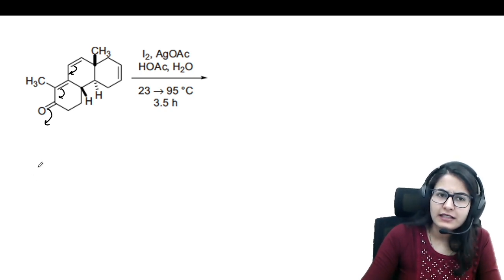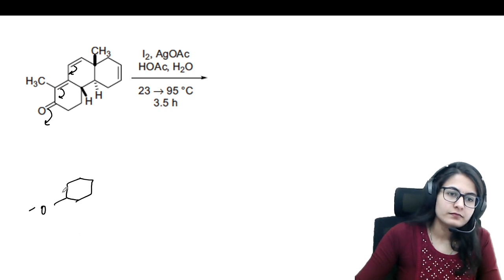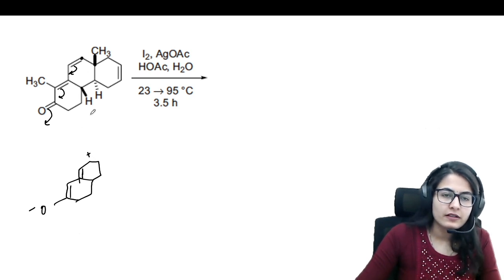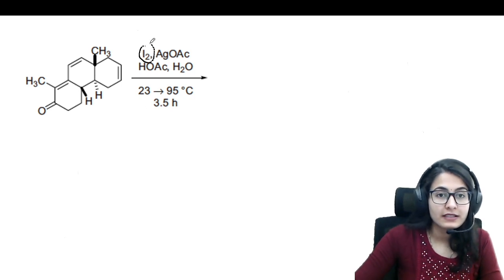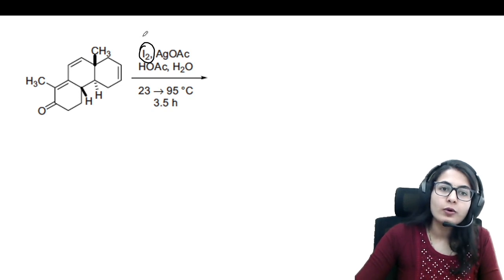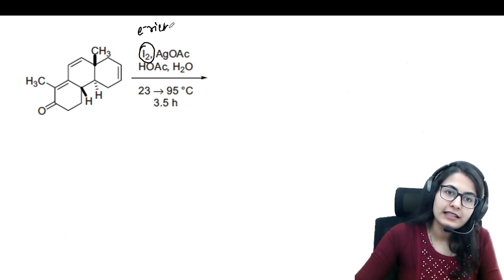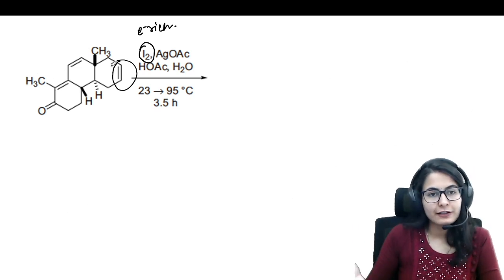What does that mean? That means in a resonating structure, you must get something like this. That means you will have a positive charge over here onto this carbon if we do the resonance, right? That means, guys, that the first step of this reaction is electrophilic attack on the iodine. Who can do that? An electron rich alkene can do that. So this alkene is the only one which is isolated and it is electron rich.